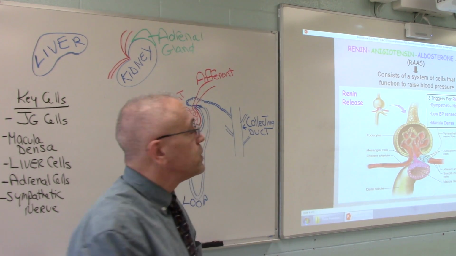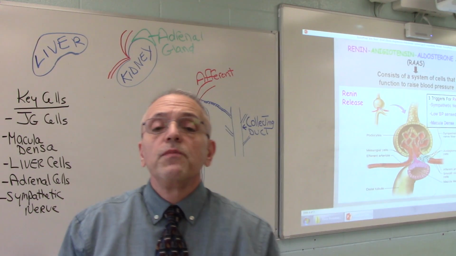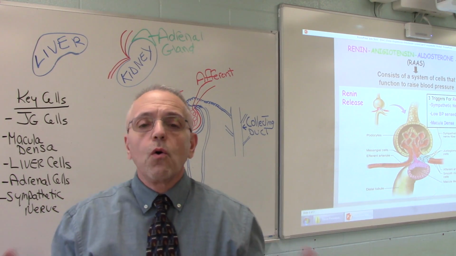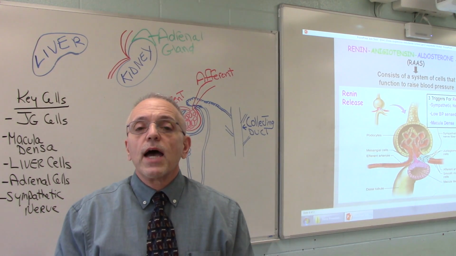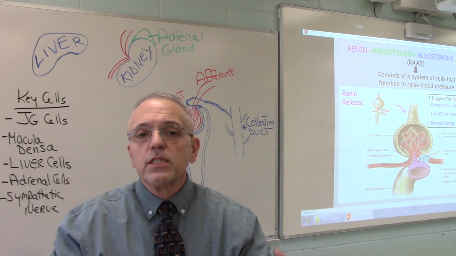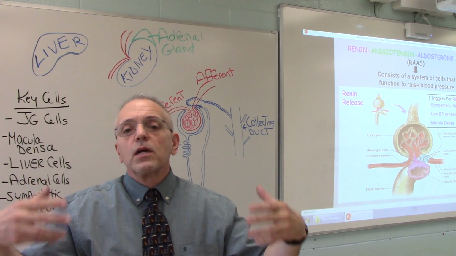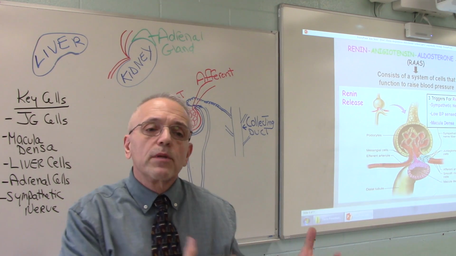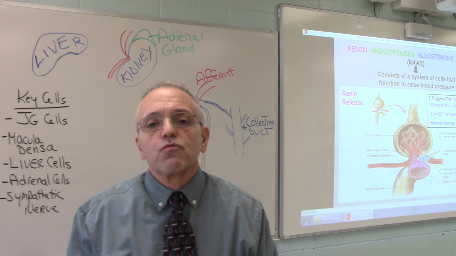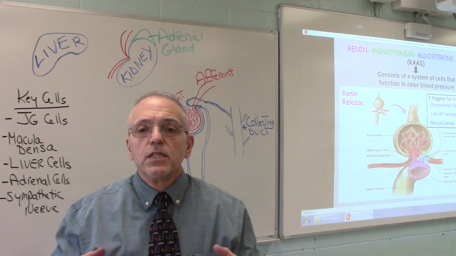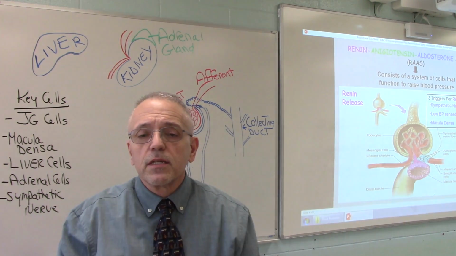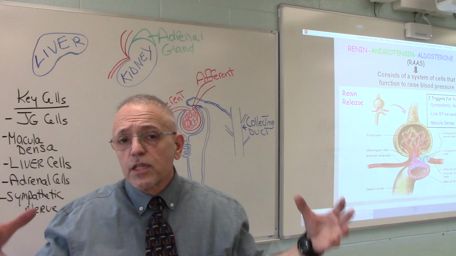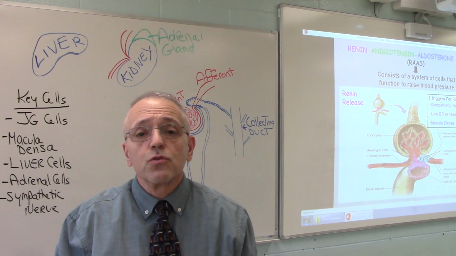pressure. What I'm specifically going to be talking to you about here today is this special collection of hormones, or collection of cells, that through various different pathways share a common effect, and that common effect is to raise blood pressure. That's the effect of this RAAS. Although there are several mechanisms used to accomplish this, the common goal is to raise blood pressure.